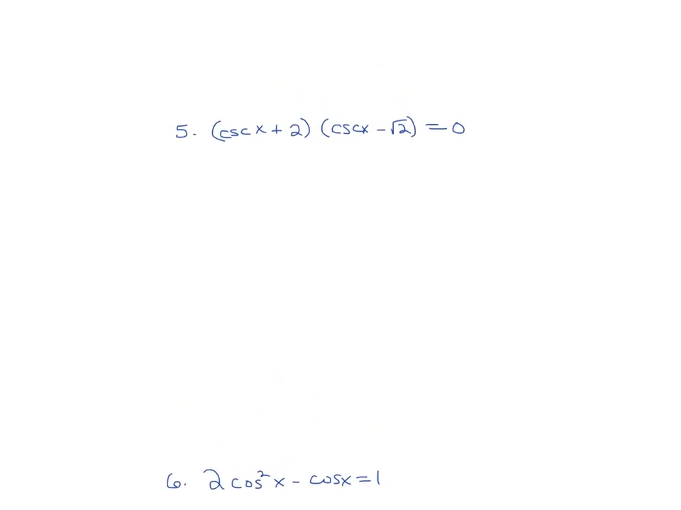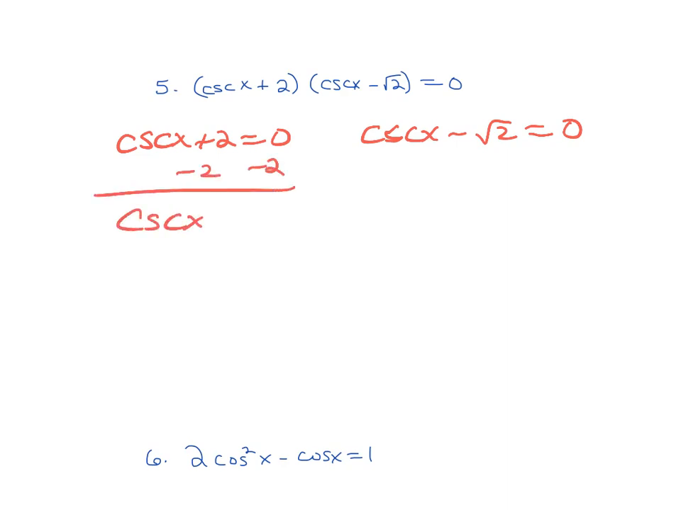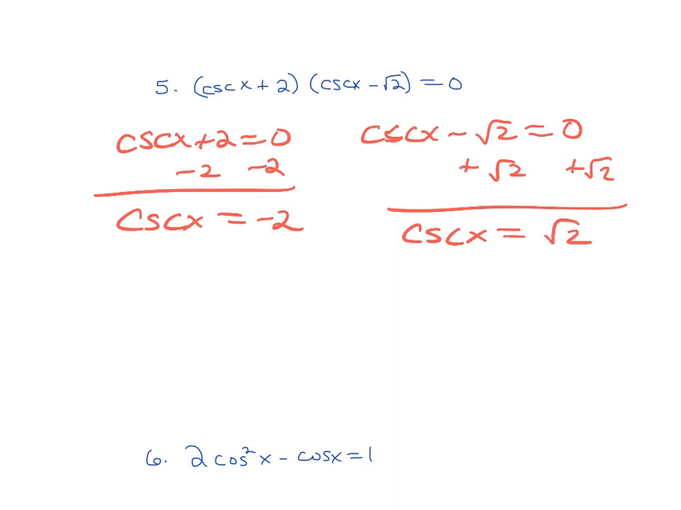For example 5, it's already factored for you. So all you need to do is set each factor equal to 0. So here, cosecant x plus 2 equals 0. Cosecant x minus root 2 equals 0. I'm going to subtract 2. Cosecant x equals negative 2. Add the root 2. Cosecant x equals root 2.